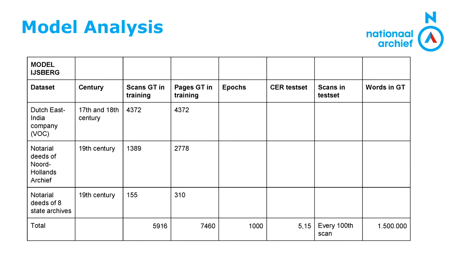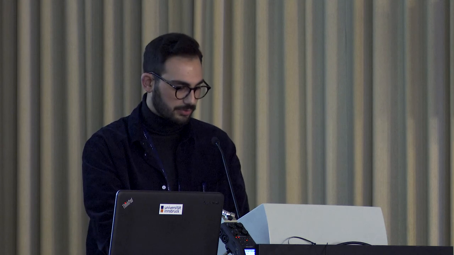Our approach was quite simple. At first, we categorized the available scans into three different datasets. The first dataset contained VOC material from the 17th and 18th century. The second dataset has been trained with 19th century notarial deeds material from the North Holland Archive. And the third with notarial deeds from 8 different state archives. For the training process, we used almost 6,000 scans in total, which correspond to more than 7,400 physical pages. Every model has been trained with HTR+ and 1,000 epochs. For the test set, we used additionally 60 scans, one scan per every 100 pages.